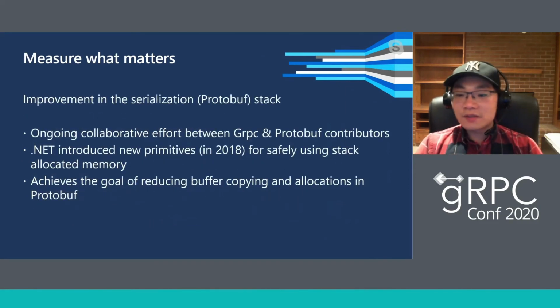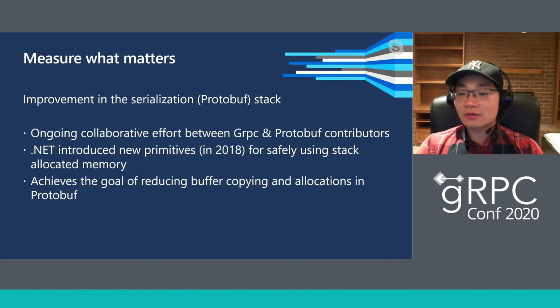But there's more work to be done. Currently, there's an ongoing collaborative effort with gRPC contributors from Google and the protobuf team to reduce buffer copying in the serialization and deserialization logic. Specifically, we want to reduce the amount of allocations by using the Span primitive that was introduced 2 years ago as part of .NET Core 2.1. In a nutshell, we are converting the protobuf logic from using streams to use buffer writers and buffer readers.